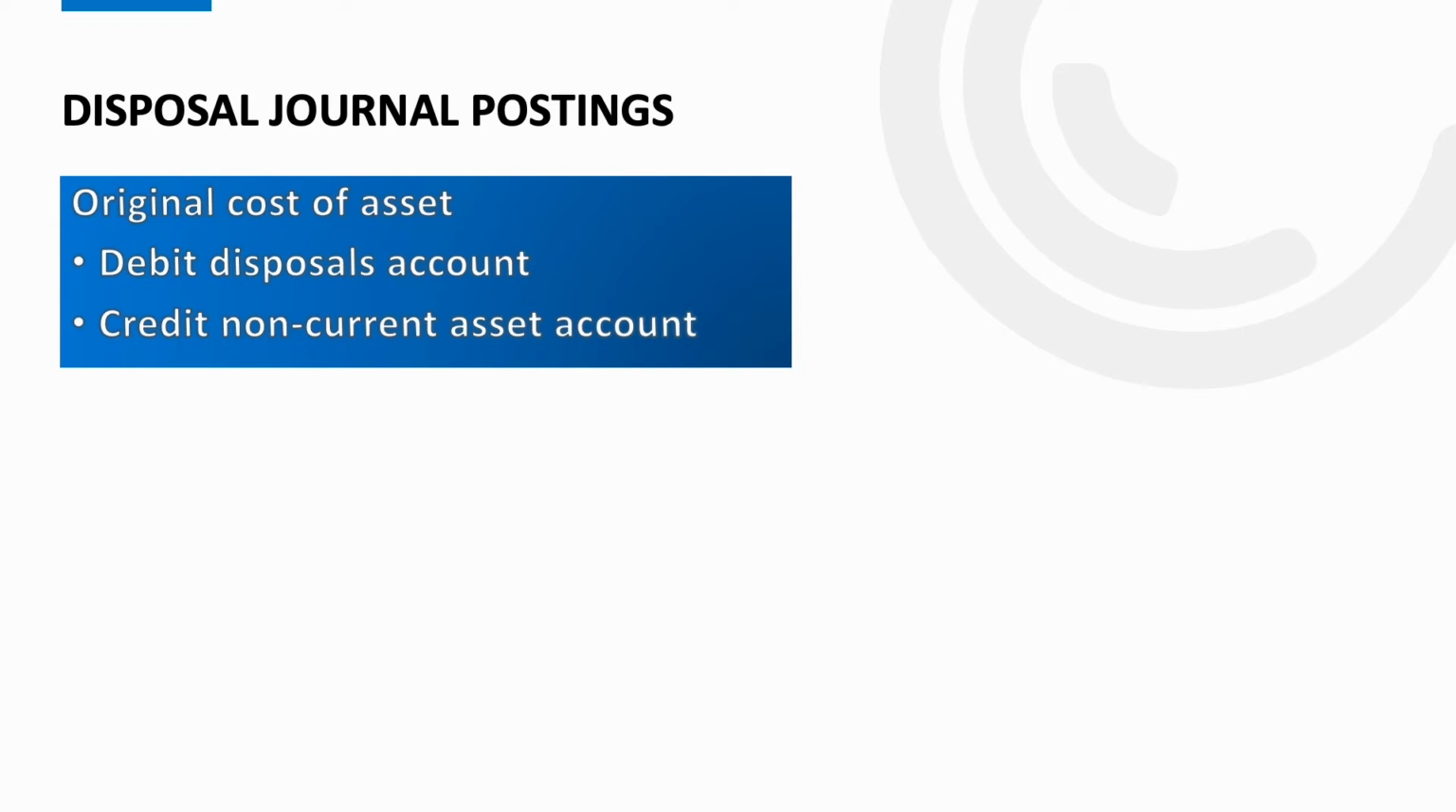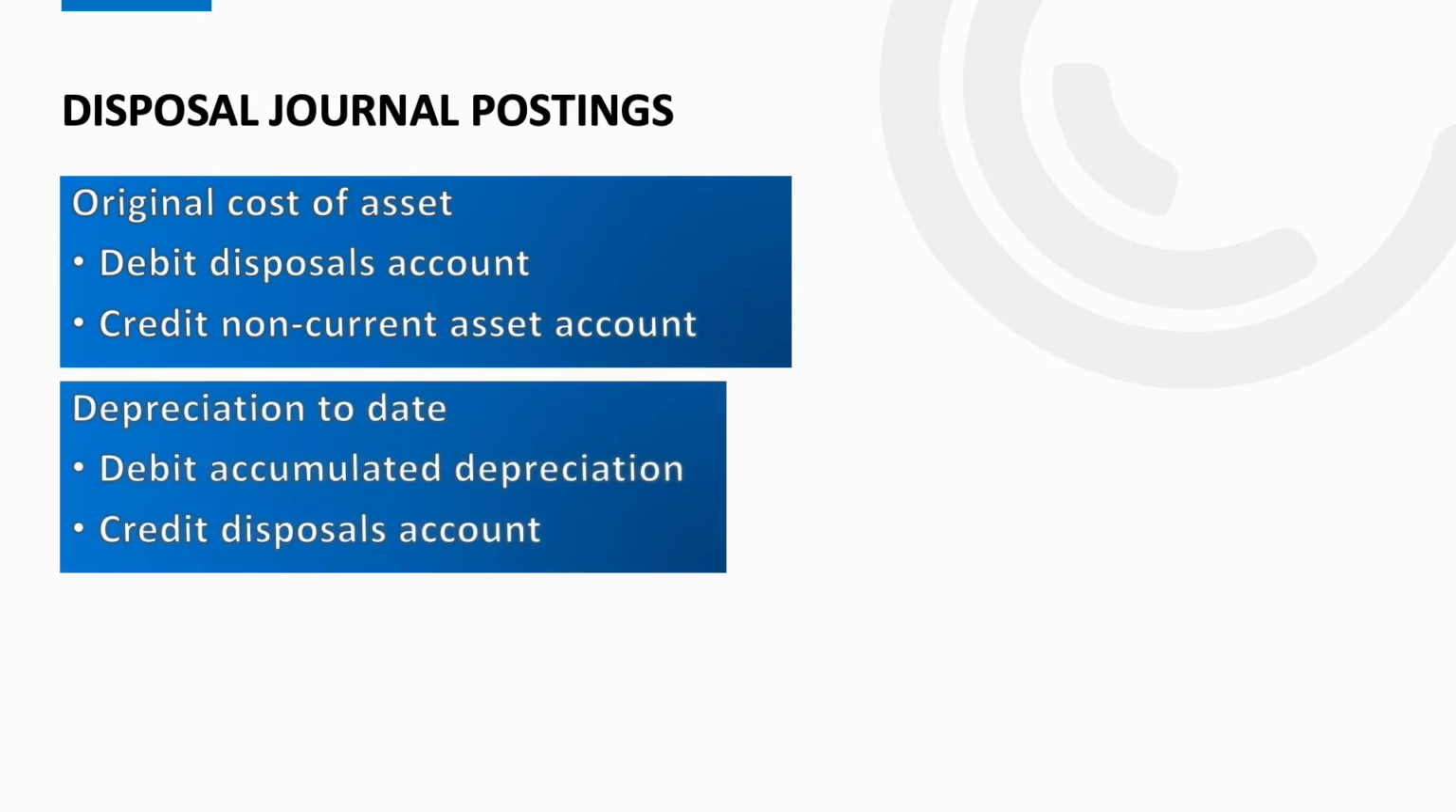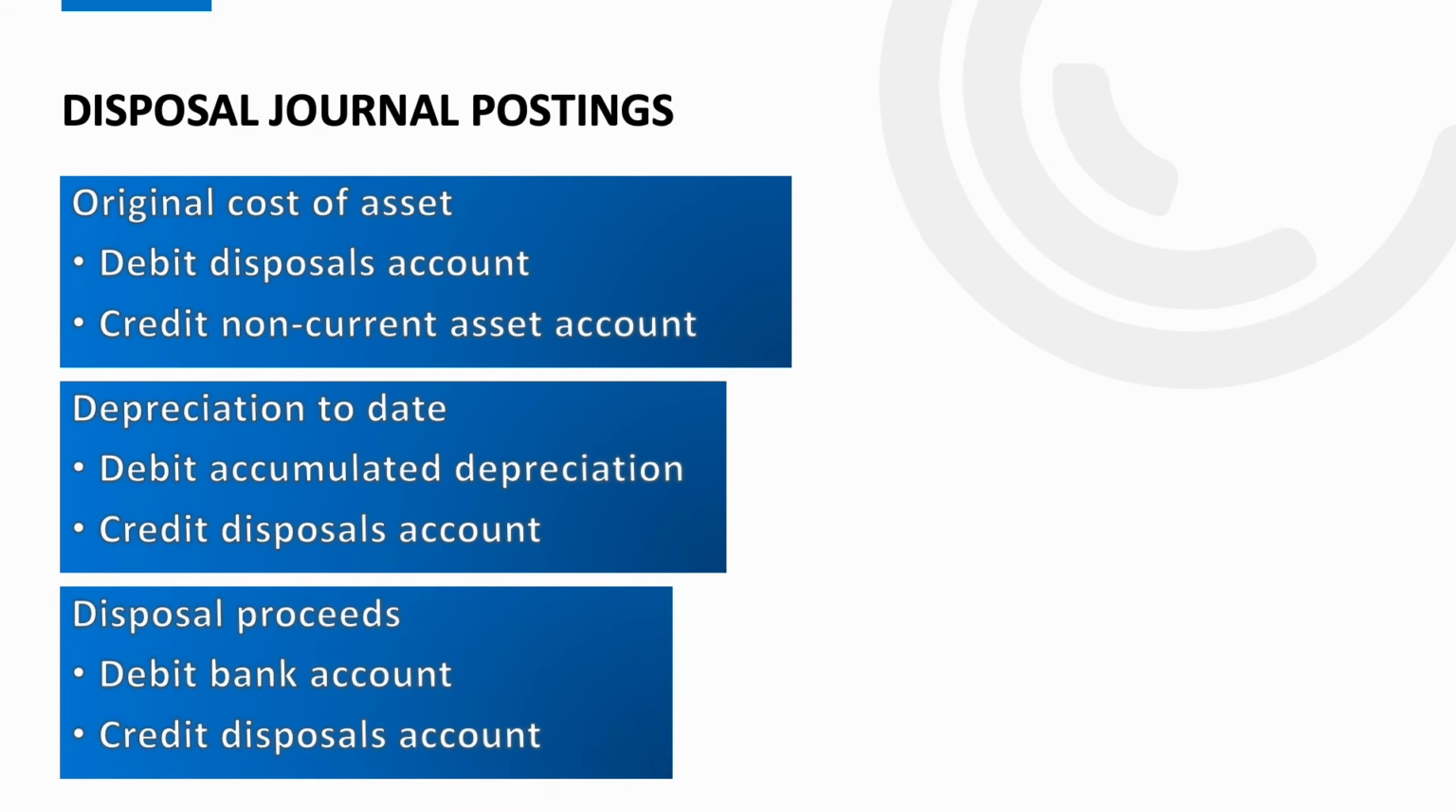Secondly, remove the accumulated depreciation relating to the asset we're disposing of by debiting the accumulated depreciation and crediting the disposals account. And third, record the amount you receive for the asset, aka the disposal proceeds, within the bank by debiting the bank account and crediting the disposals account.